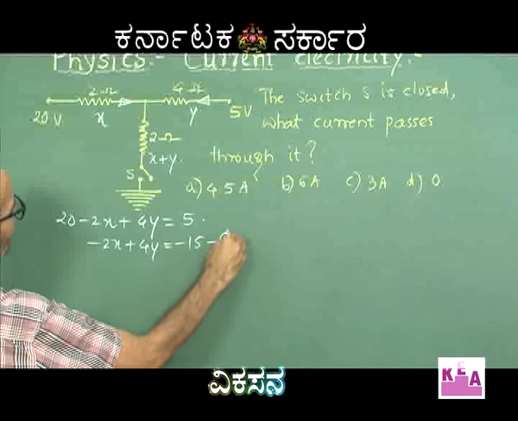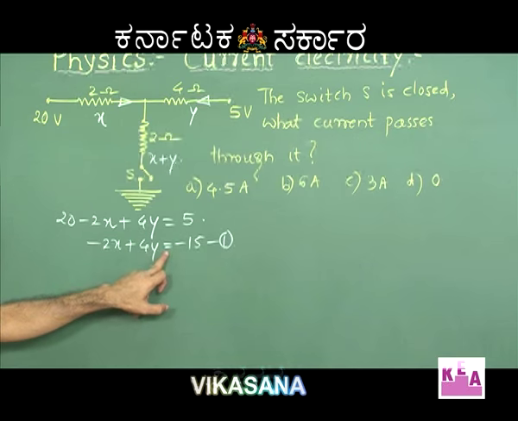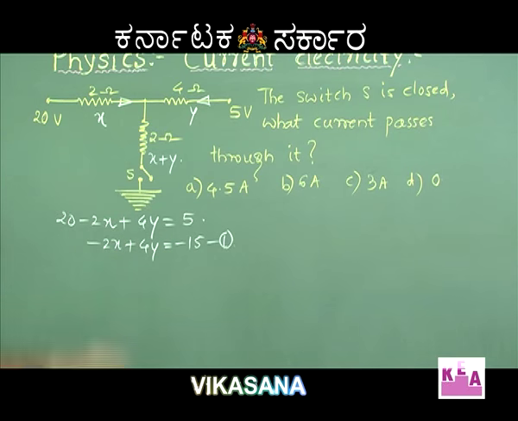So this is your equation number 1. Fine. Minus 2x plus 4y equal to minus 15. That is your equation number 1.